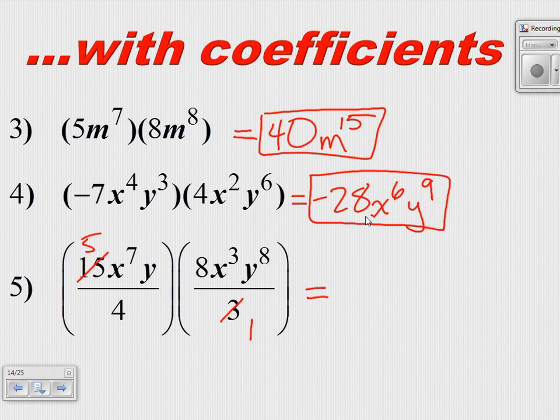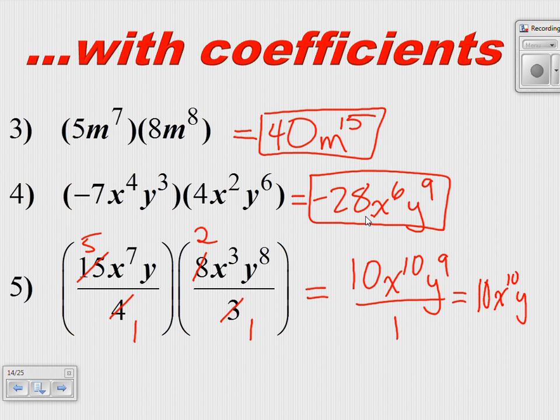Then you look at the 8 and 4. 4 goes into both 8 and 4. And thus, 8 becomes a 2. 4 becomes a 1. Now you guys can just multiply across. So again, multiply the coefficients, add your exponents. So on the top, the answer would be 10 x to the 10th, y to the 9th over 1, which simplifies down to 10 x to the 10th, y to the 9th.